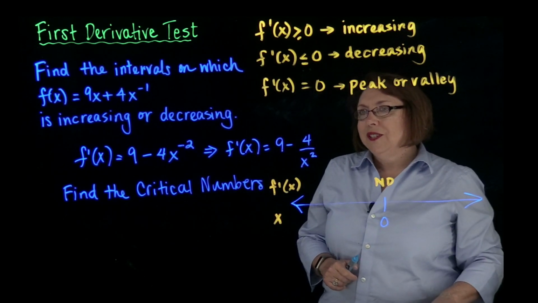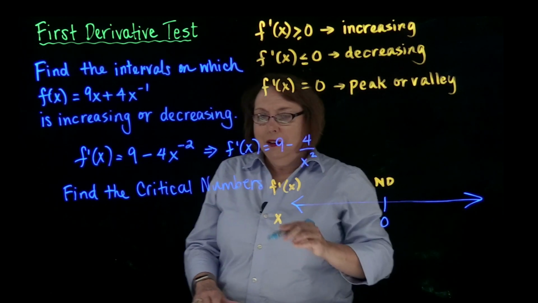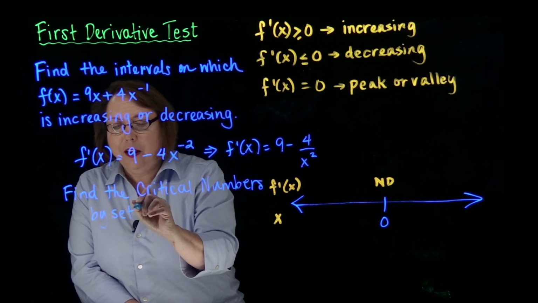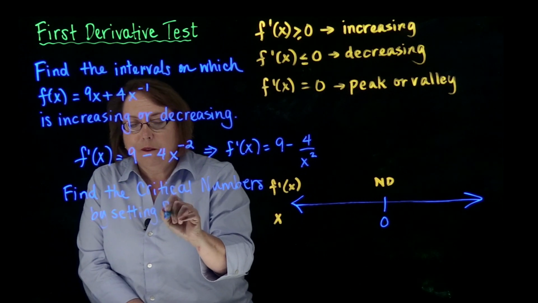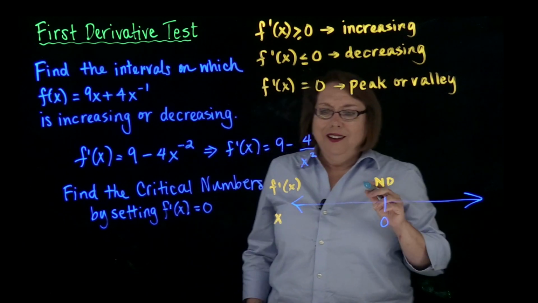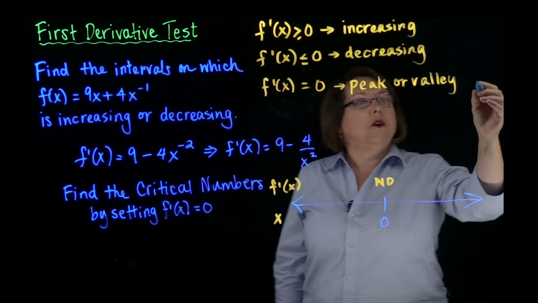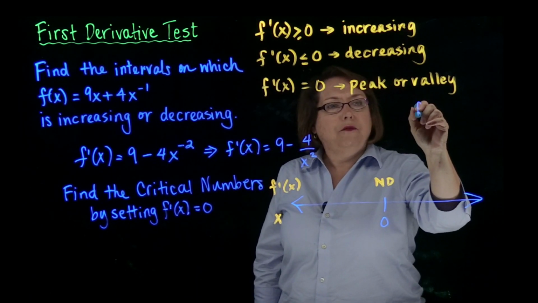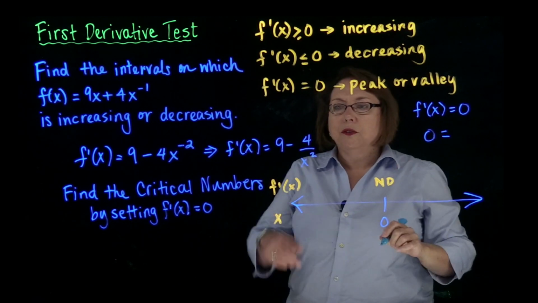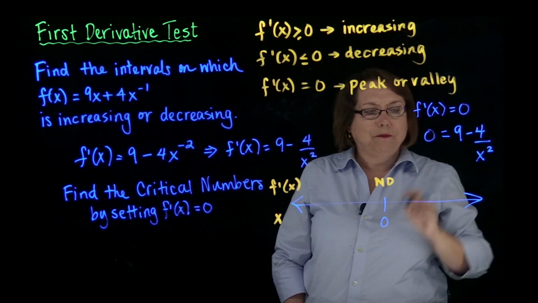Finding the critical numbers next is what we want to do. And how do we find those? Well, we set the function equal to 0. We want to find the x values where those peaks and valleys are happening. So let's do the work over here. So f prime of x is equal to 0. So 0 equals 9 minus 4 divided by x squared.